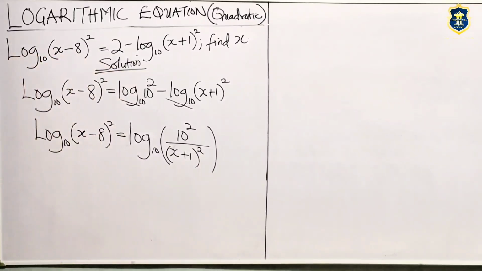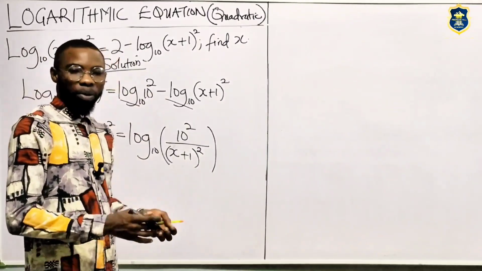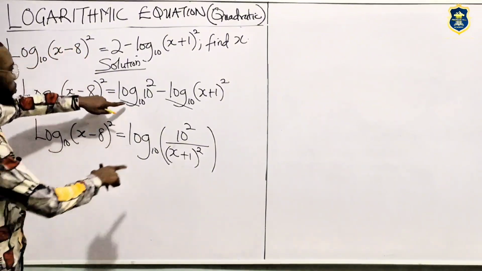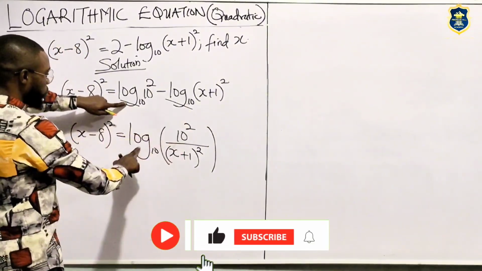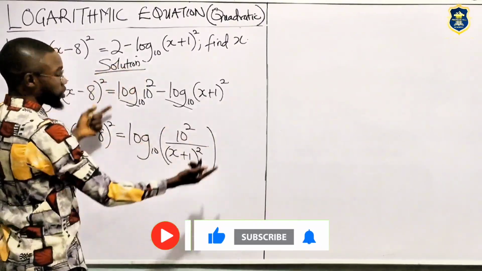So that's what we have. Why are we dividing? Because there's a minus sign. We said when there's a plus sign, we multiply, and when there's a minus sign, we divide. So we pick one. These bases are equal, so we pick one of the base. And this 10 raised to the power 2, minus means to divide by this. That's what we just did.